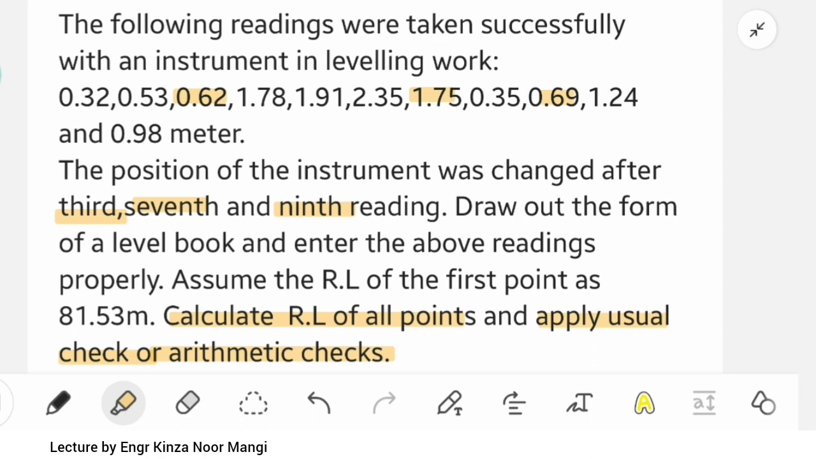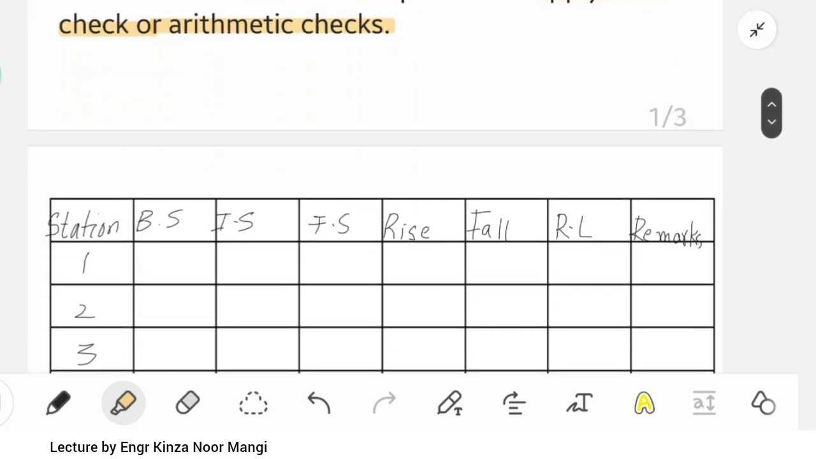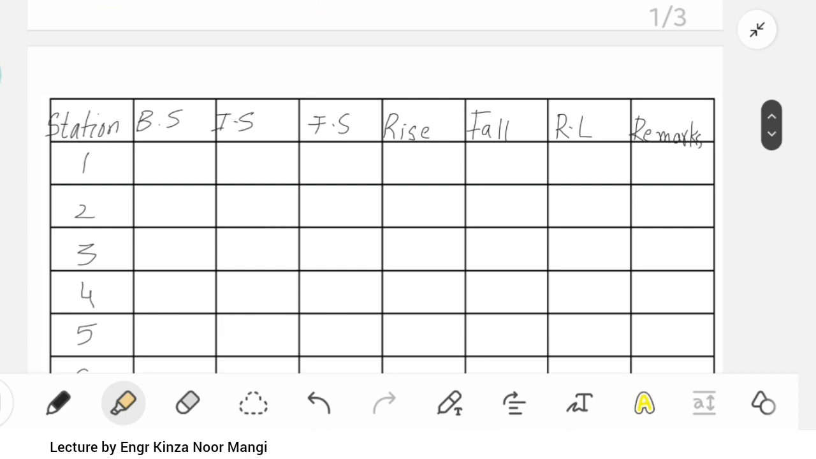When we change the instrument, the first reading is the backsight and the last reading is the foresight. If the instrument's position is changed, then the last reading of the first set of readings and the first reading for the next set of readings will be the same. This is what is important. Let's input these values in the level book.